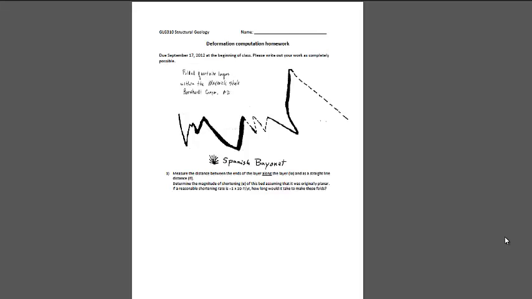Okay, I wanted to explain the deformation homework that we have here. This is due on September 17th, at the beginning of class, so it's in 1 week. And it should be pretty straightforward if you've been paying attention in class, and you want to make sure to refer to Chapter 4 or Lecture 4.